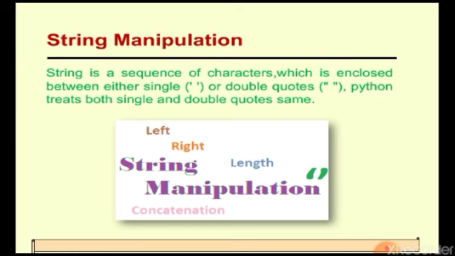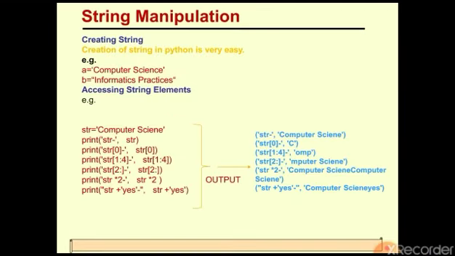It is a sequence of characters which is enclosed between either single or double quotes. You can use both of them, either single quotes or double quotes. Okay, Python treats both single and double quotes as the same thing. There is no difference between the two. Okay, now how do you create a string? See, creation of a string is very easy.